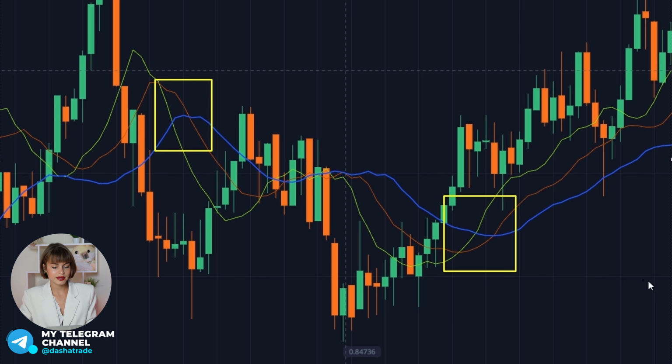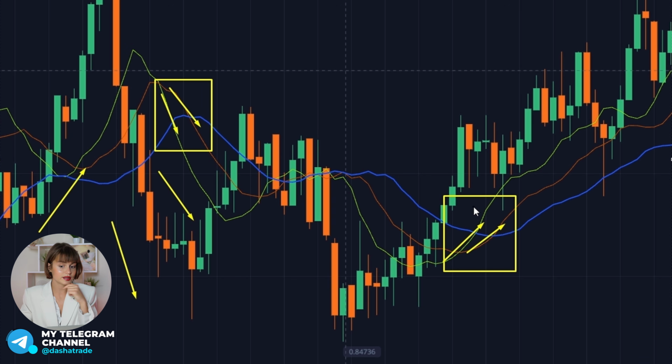So if we see two lines crossing the blue line from top to bottom, this is a good signal to open a downward deal, as this signal tells us about a change in the trend from upward to downward. So at this point, we would open a sell deal. If, on the contrary, we see the two lines cross the blue line from bottom to top, this is a good signal to open a deal on the rise or to buy, since this signal already tells us about the change in the trend from downward to upward.